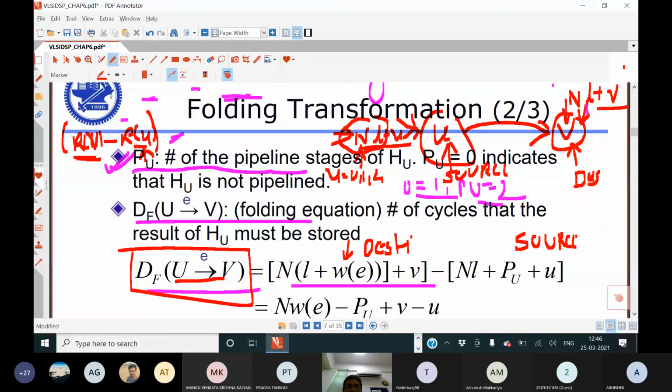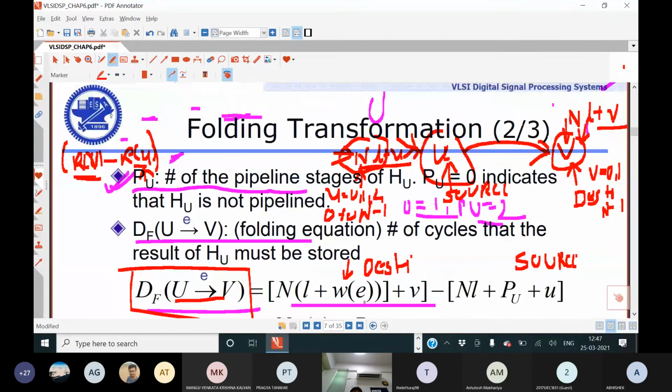That depends upon N. So U usually goes from 0 to N minus 1. So if my N is 4, then U could be up to 3. That is 4L plus 0, 4L plus 1, 4L plus 2, 4L plus 3. 4L plus 4 is nothing but the execution of the same thing. So U could be 0, 1, 2 up to N minus 1. Similarly, that is applicable to V also. So V could be 0, 1 up to N minus 1.